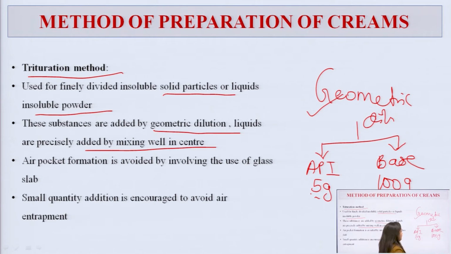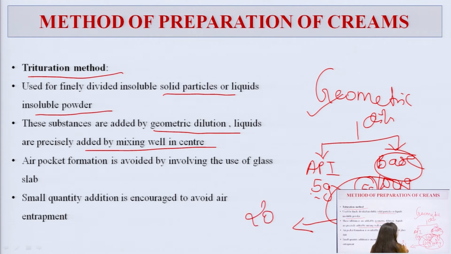For that purpose, we are going to take 5 gram API, and at the same time we are going to take 5 gram base from the entire quantity of base. So now in total we have 10 gram. Now, this 10 gram is again added with 10 gram base that is present here. Next thing that we have is 20 gram.